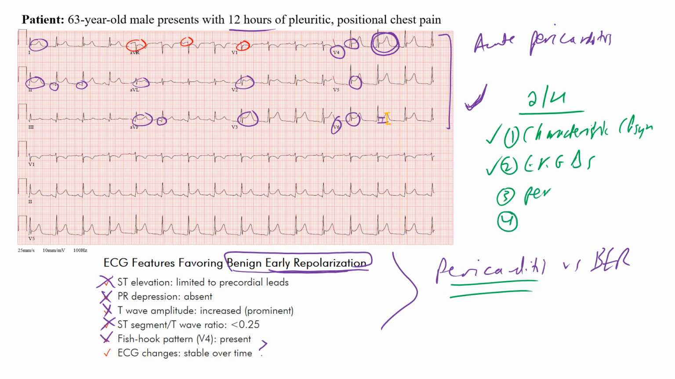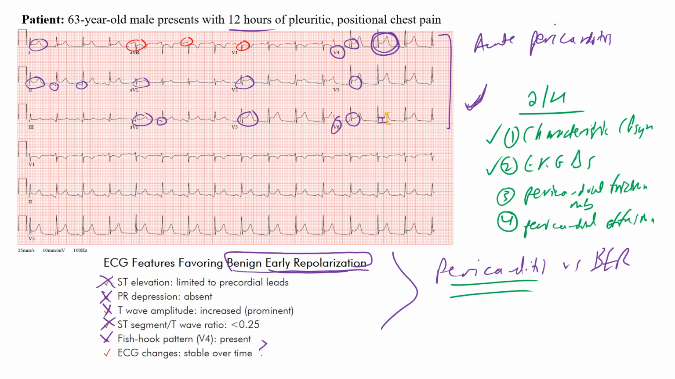3, you need an exam, so pericardial friction rub on exam. And the fourth one is a pericardial effusion. So either get an ultrasound at bedside or an echo to help show that, or even any sort of chest imaging that can show any fluid around the heart. But clearly we've met it with those first two criteria. So this is clearly pericarditis and less likely benign early repolarization.